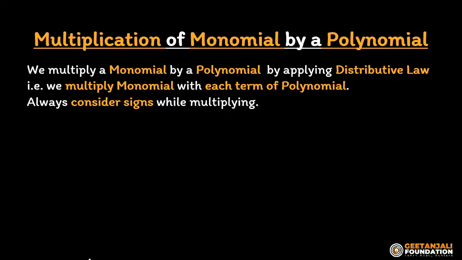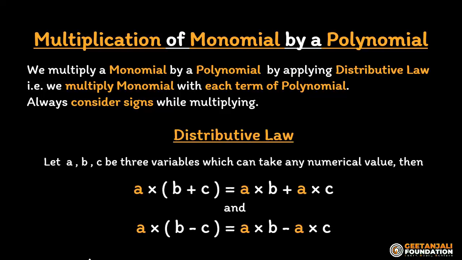So what is the distributive law? Distributive law means you are distributing something to everybody. Suppose there are three variables which can take any numerical values, and you have to multiply one variable with the other two. When you apply the distributive law, you multiply this a with each term separately and write the sign between them, whatever is written here. For example, here a times b plus c. So you will write a times b, then a plus sign because there was a plus sign here, and then a times c. This is the distributive law.